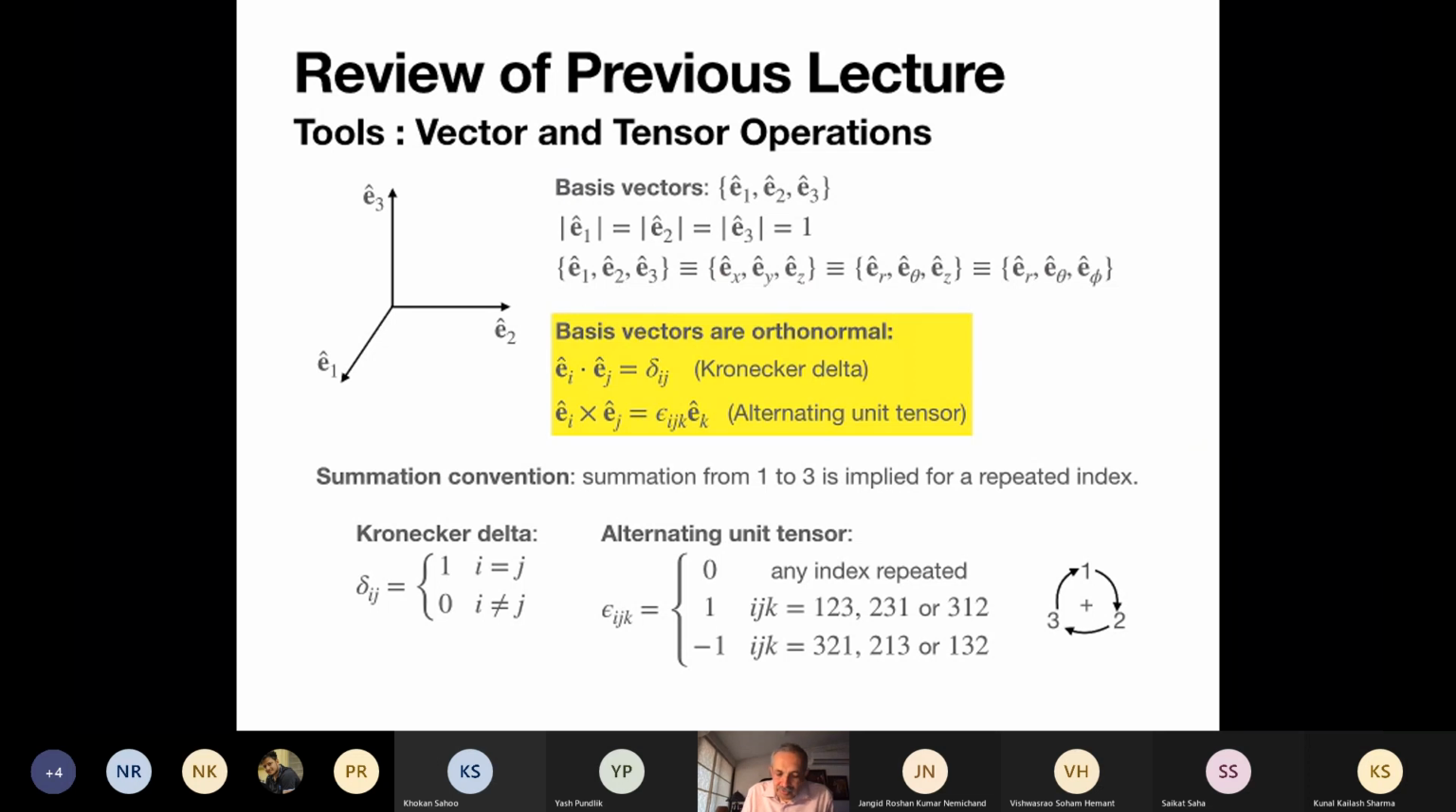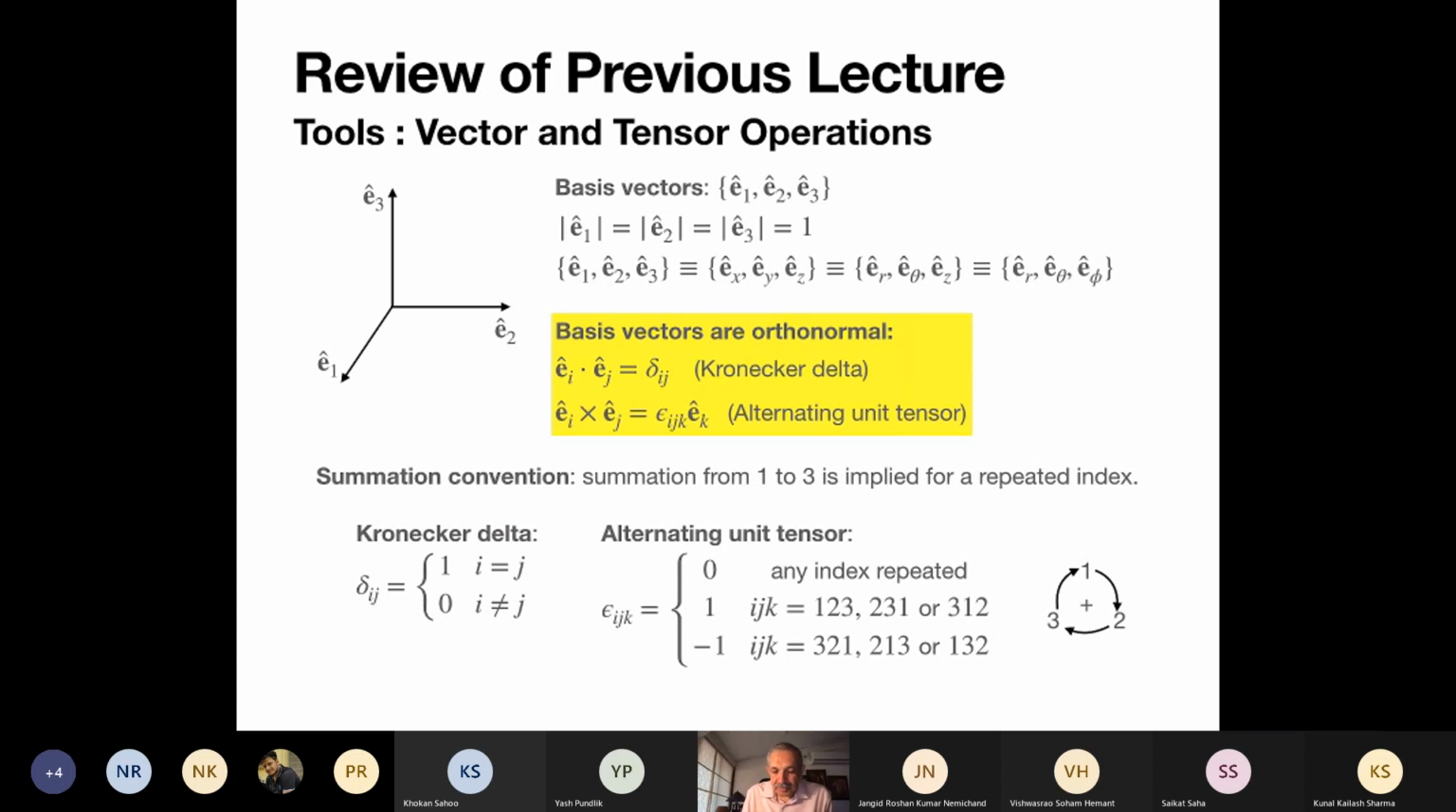Now for all these cases, if you take the dot product between two unit vectors, Ei and Ej, where i could go from 1 to 3 and j could go from 1 to 3, it could take on one value. This is not a summation. Then the dot product is given by the Kronecker delta, which is defined here. It is 1 if i is equal to j and 0 if i is not equal to j.